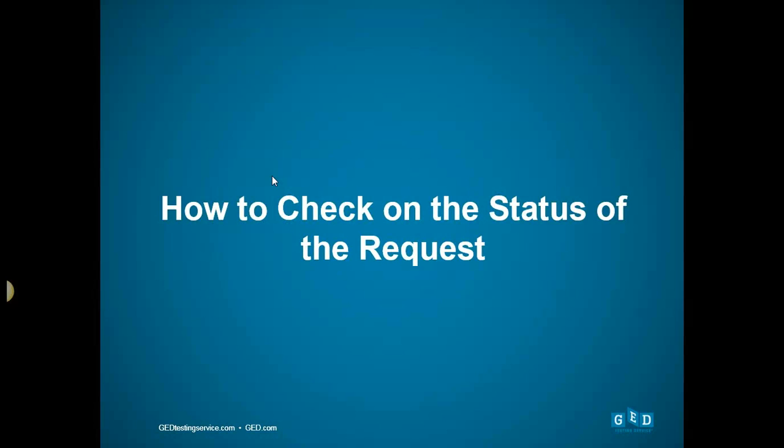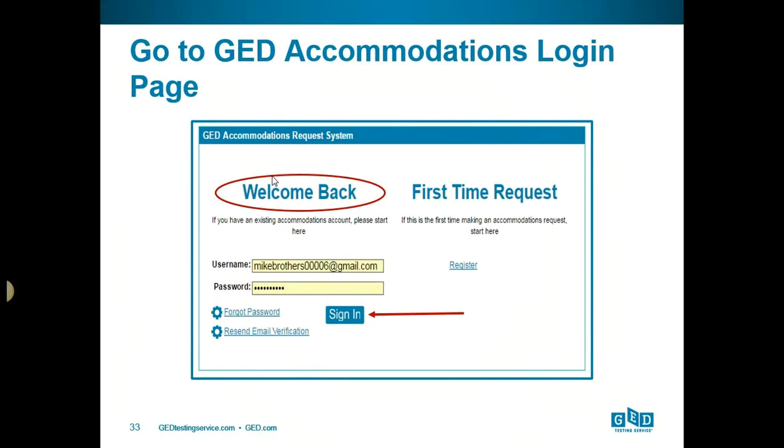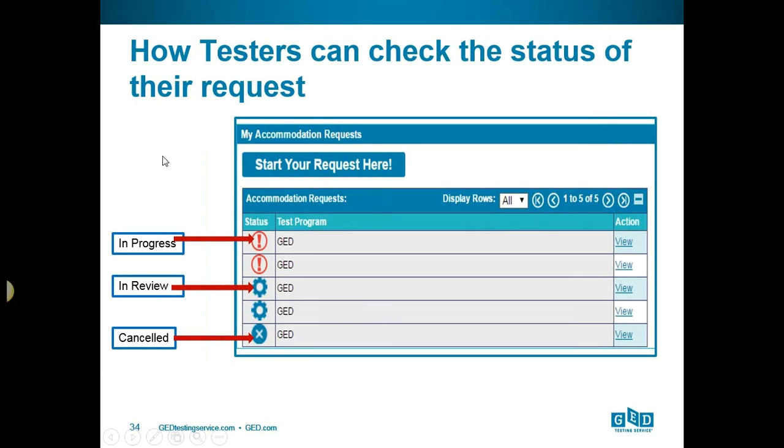Now let's take a look at how students can check on the status of their request. Like I indicated a few minutes ago, when students get emails from the accommodations team, the link for the GED Accommodations system will be in that email. When the student clicks on it, they will then see this page. And in the student's GED.com account, there will be a link to get to this page. To get into the system, the student will need to enter their email address and their password and then click Sign In. Once they do that, they will be presented with the dashboard.